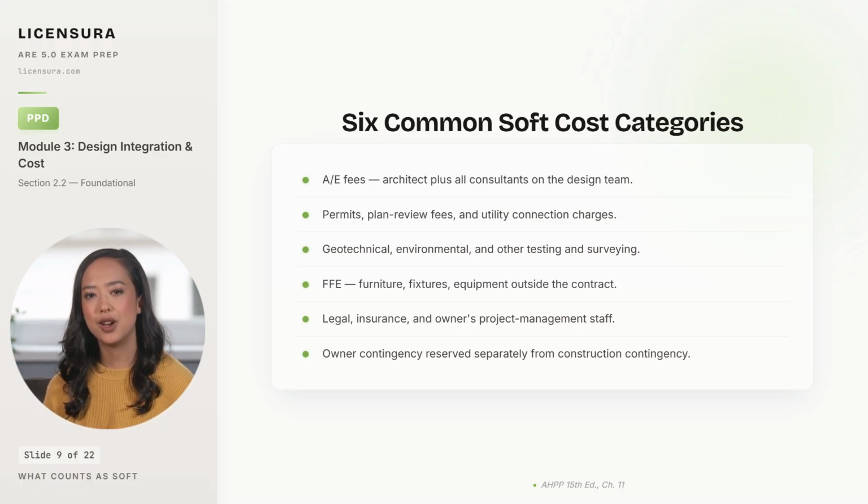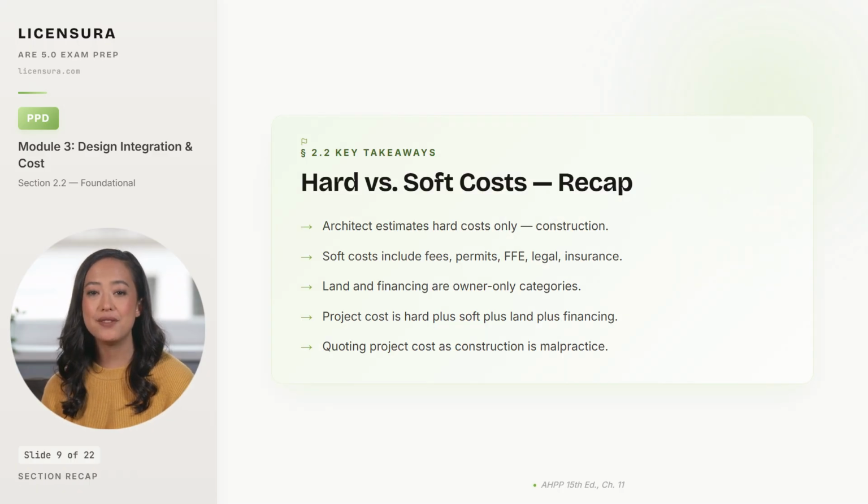Legal fees, owner insurance like OCIP or CCIP programs, and the owner's project management staff are all soft costs. And the owner reserves their own project contingency separately from the construction contingency the architect carries, because the owner's contingency covers soft cost surprises and design changes the architect cannot anticipate. Walk away with these 5 takeaways, and you will never confuse construction cost with project cost again. 5 takeaways on hard versus soft costs.